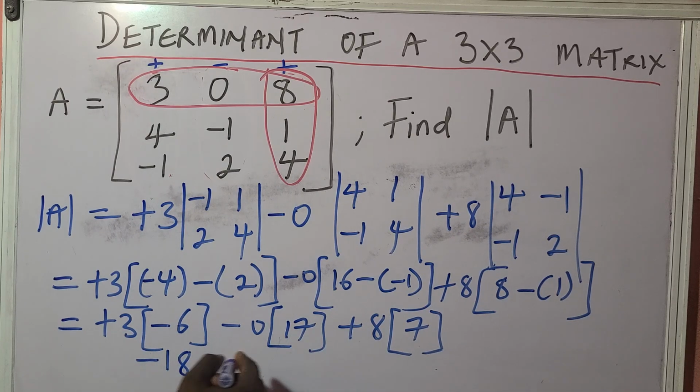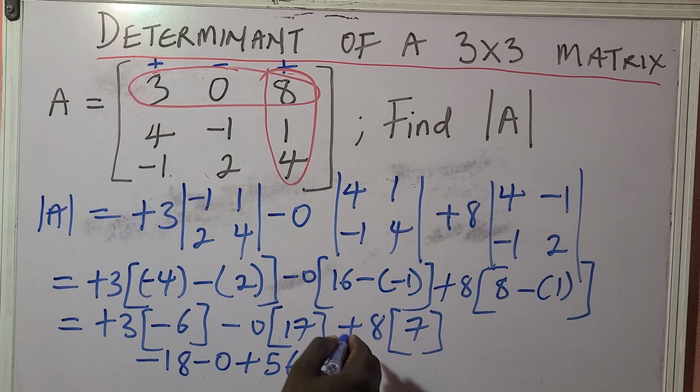So what we have next is 3 times minus 6, that will be minus 18. This will automatically give you 0 minus 0, then plus 56. So this will be 56 minus 18. 56 minus 18 will give me 38. And that is the way you solve the determinant of a 3 by 3 matrix. So 38 is the value for our determinant.